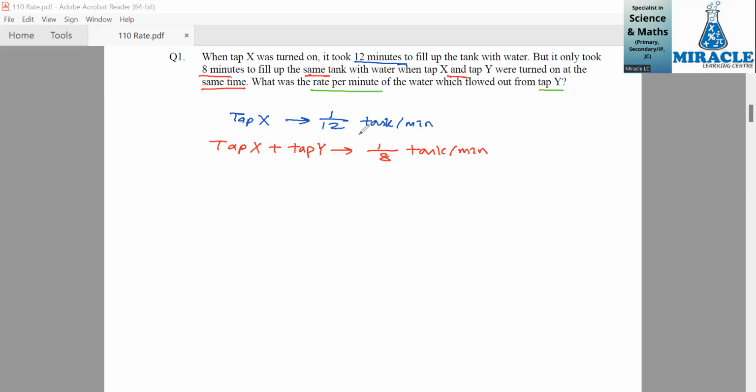So now we want to find the rate of tap Y. In order to find tap Y, we will need to take the rate of tap X plus tap Y minus the rate of tap X. So we have 1 out of 8 tank per minute minus 1 out of 12 tank per minute. And this gives us 1 out of 24 tank per minute. So this is the rate per minute of the water which flowed out from tap Y.